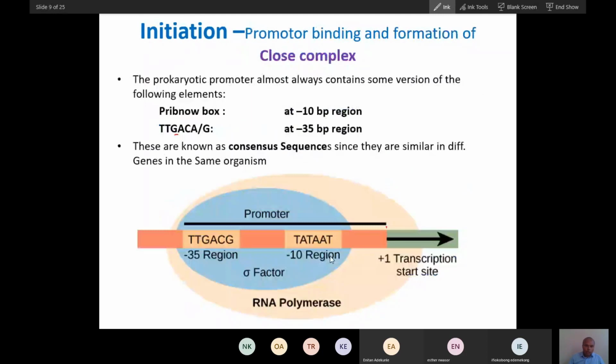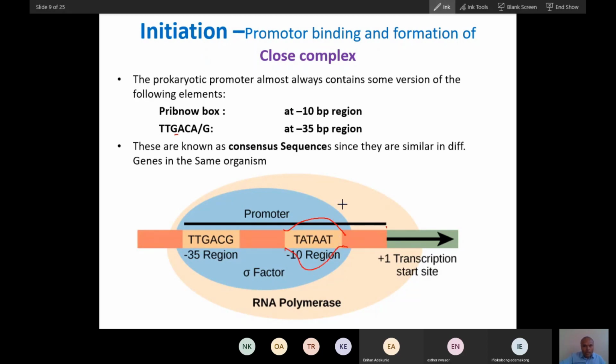First event is the closed complex. First the sigma factor will bind to the promoter region, then RNA polymerase will be recruited. This is the first event. Now after binding, what will happen? This region is weak, so this region will be melted. This is called the open complex. This is the second event.